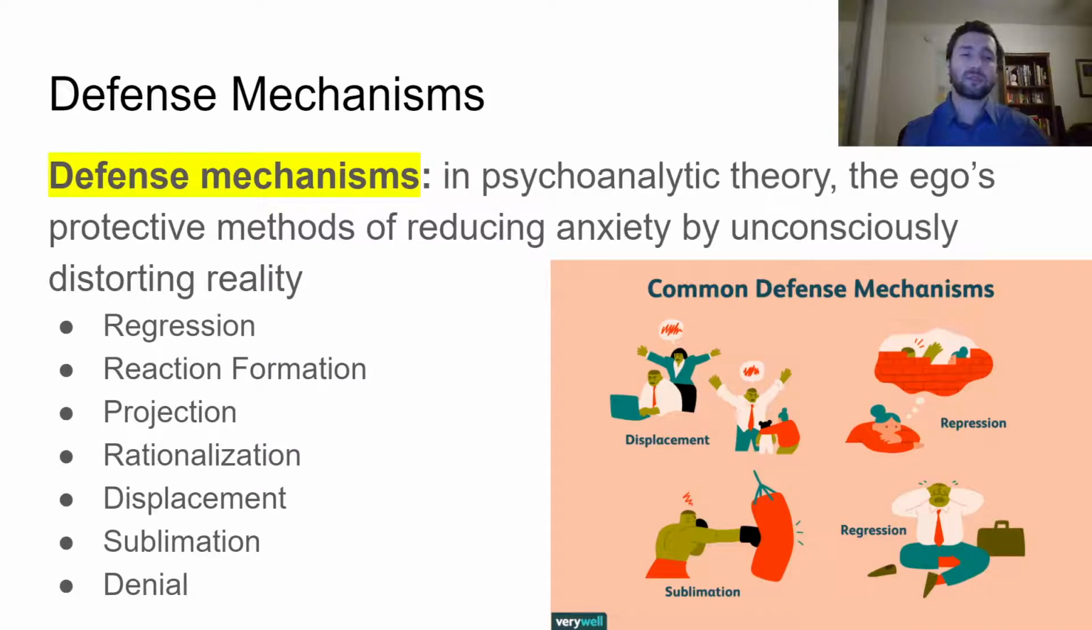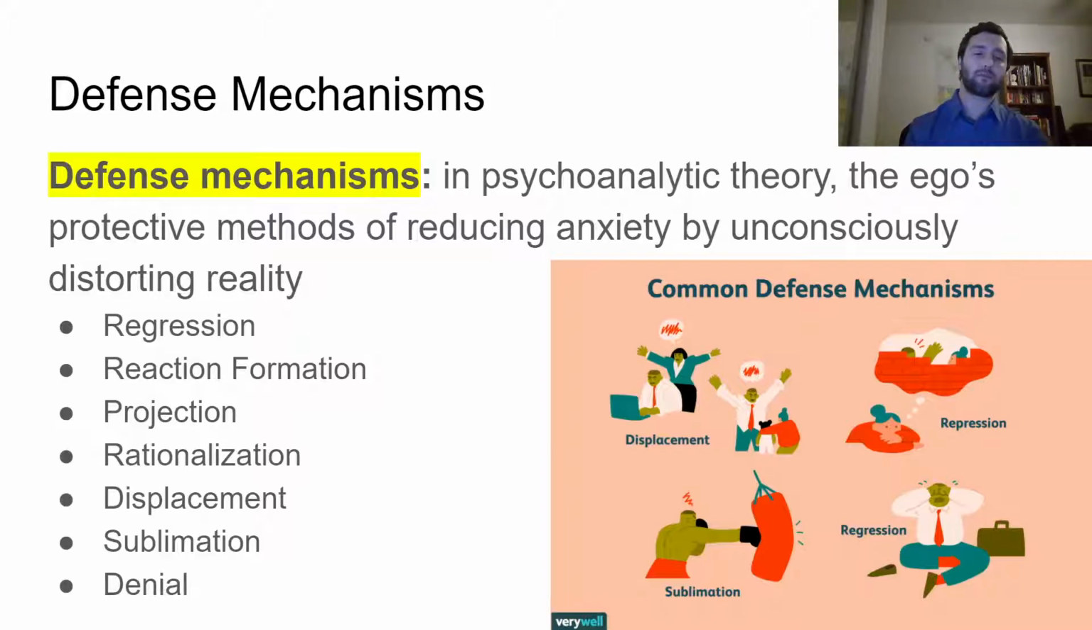To give you some examples, our main ones are regression, reaction formation, projection, rationalization, displacement, sublimation, and denial. So I can give you a simple example. Let's just think of one. Let's use displacement. I think that's an easy one to think about.